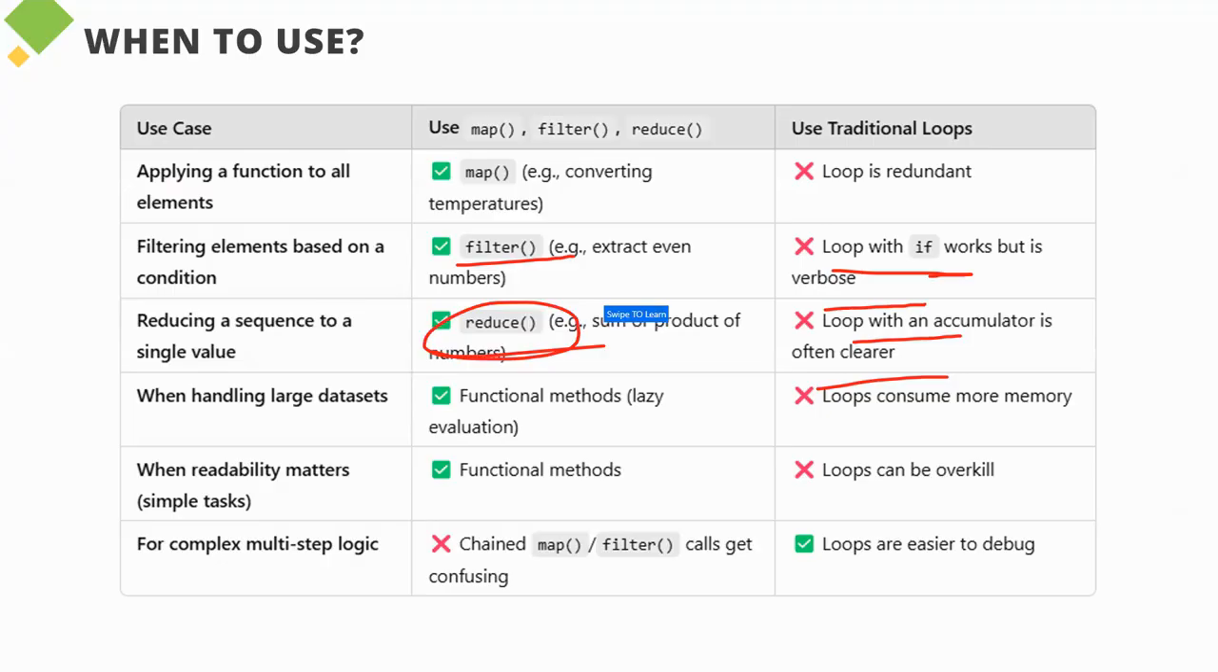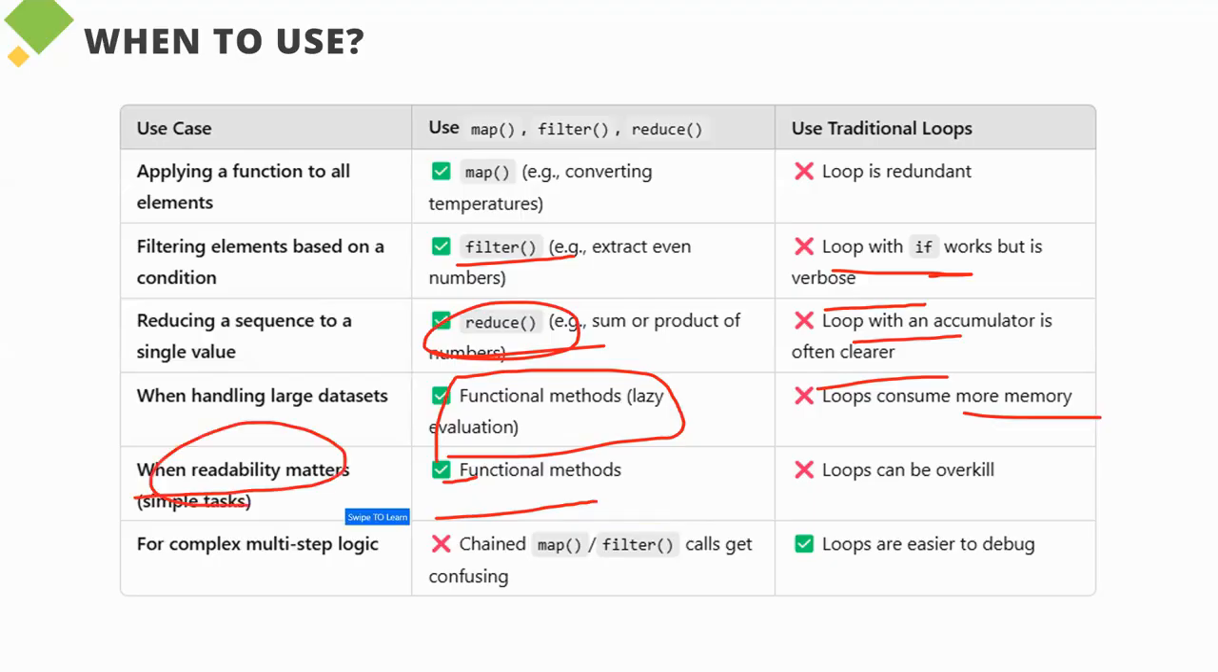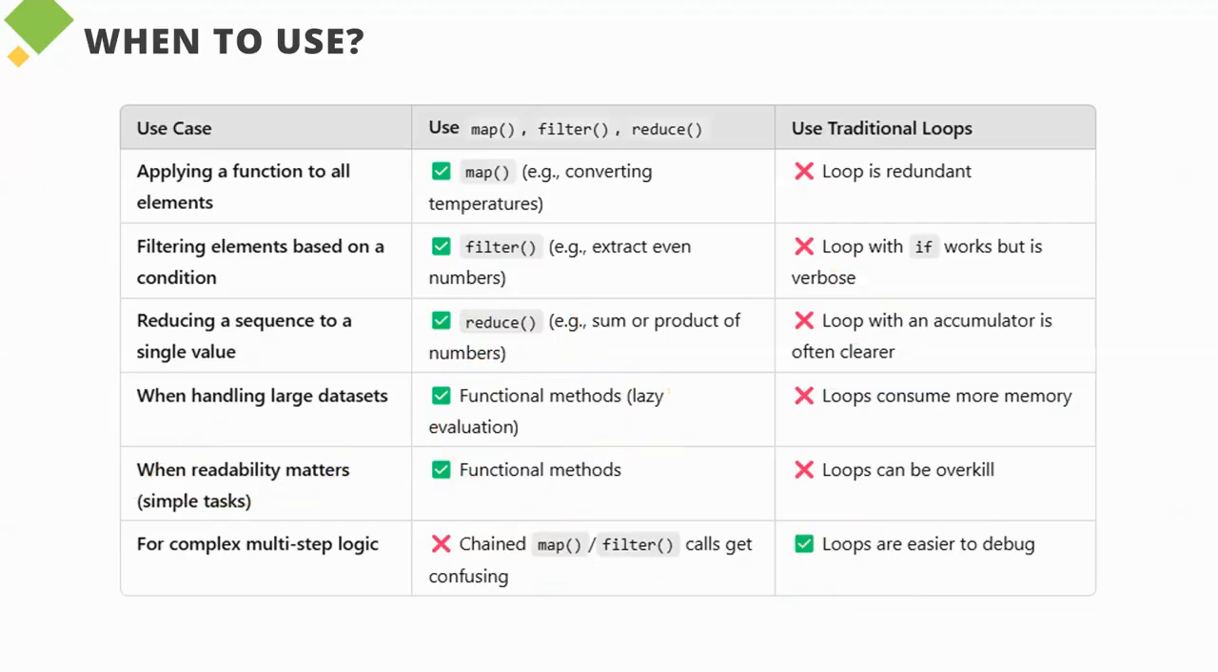These are called functional methods with lazy evaluation, because loops consume more memory and take more time when we have large data sets, and these are very functional. It helps with readability. But for complex multi-step logic, like when you have multiple map, filter, and reduce calls, it's better to use a loop because we can debug easily. So for each of these, we have positives and negatives. We have to get a grip on handling these functions, and use them whenever we need them.